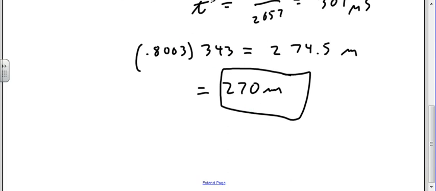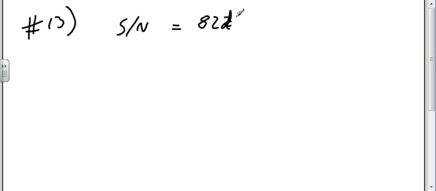Now we're looking at problem number 6. No, we just did problem number 6. So we're going to go to problem number 13. A CD player has a signal to noise ratio of 82 dB, whereas a second CD player has a signal to noise ratio of 98 dB. What is the ratio of intensities of the signals to the background for each device?